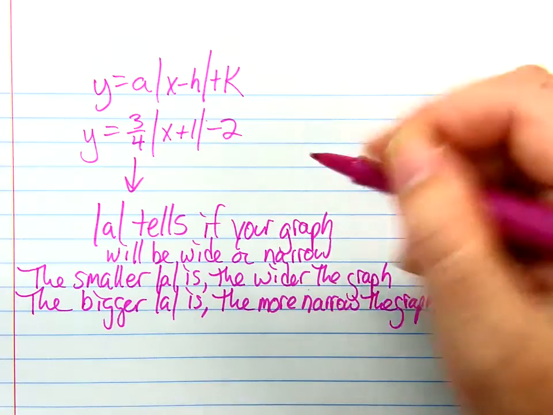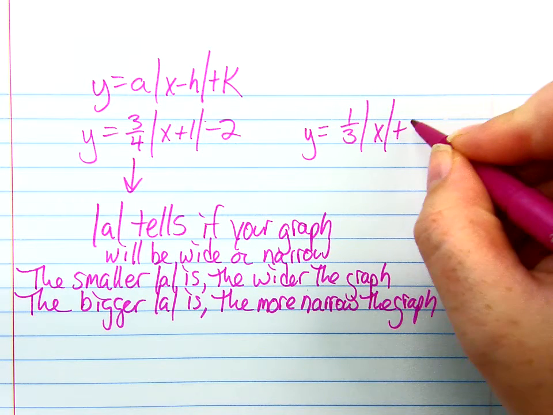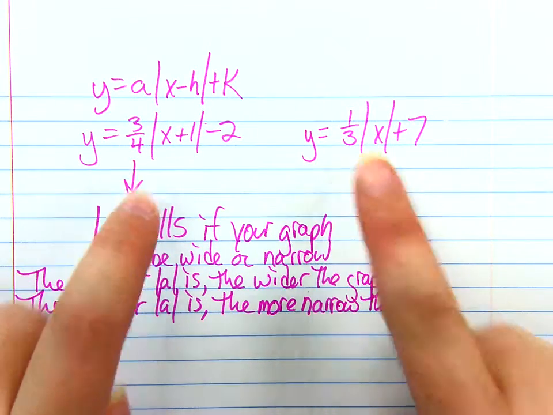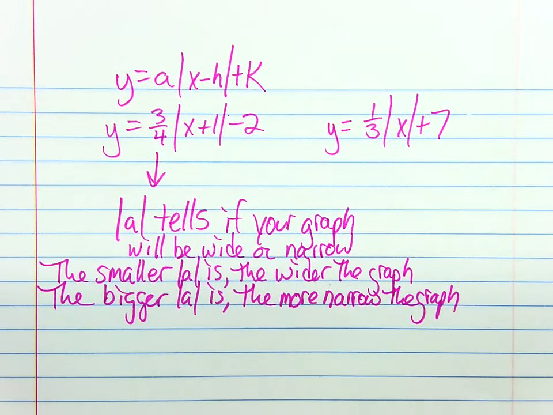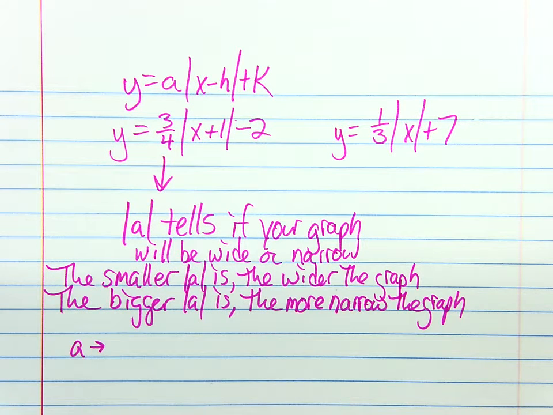What if I gave you one that was like this? Y equals 1/3 x plus 7. Which of these two is going to be the wider graph, the 3/4 or the 1/3? The 1/3. The smaller a is, the wider the graph gets. Okay? How are you supposed to know how to make it so wide or so narrow? Well, guess what? A is super convenient because, do you have any idea what else a is besides just an indicator of wide or narrow? Yes, it's the slope. Specifically the slope of the right-hand side of the V shape.